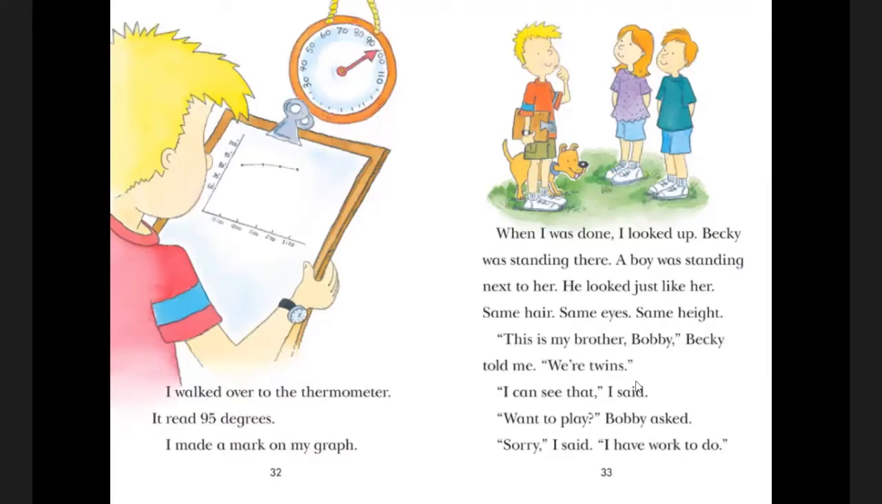When I was done, I looked up. Becky was standing there. A boy was standing next to her. He looked just like her. Same hair, same eyes, same height. "This is my brother Bobby," Becky told me. "We're twins." "I can see that," I said. "Want to play?" Bobby asked. "Sorry," I said. "I have work to do."